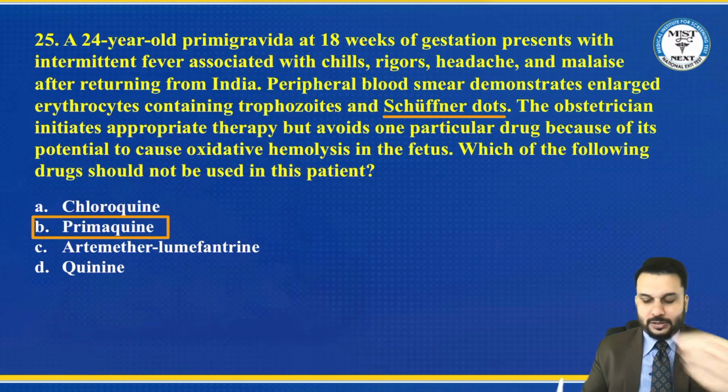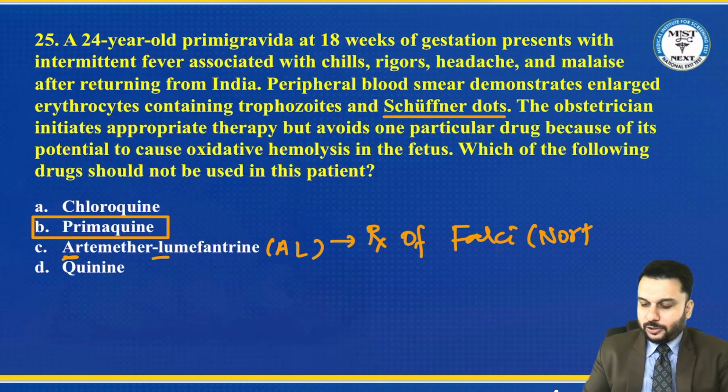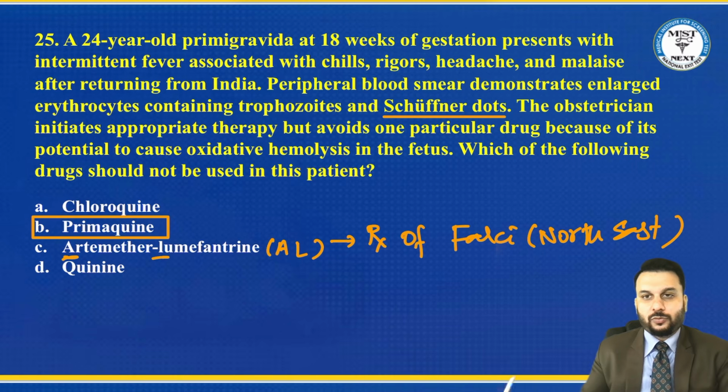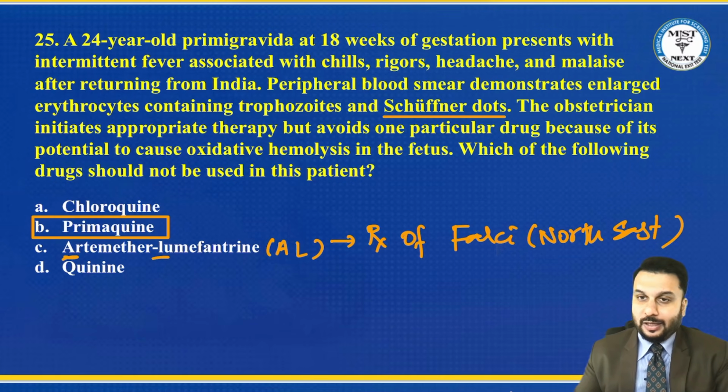And this thing is called AL. AL treatment means artemether plus lumefantrine. This is the treatment of falciparum in northeastern states of India. Northeastern states of India, that is basically ACT. ACT means combination therapy. And in the rest of India, we give ASP. Okay. Artesunate plus sulfadoxine plus pyrimethamine. That is what is called ASP. Okay.